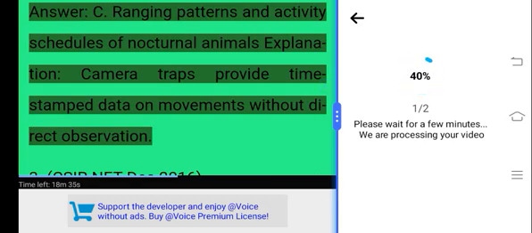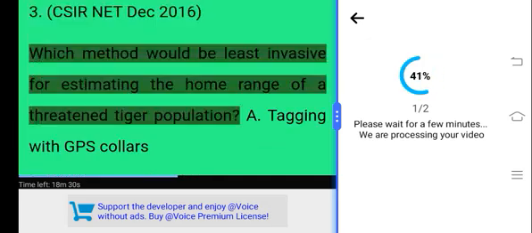Answer. C. Ranging patterns and activity schedules of nocturnal animals. Explanation. Camera traps provide timestamp data on movements without direct observation. 3. CSIR NET Dec 2016. Which method would be least invasive for estimating the home range of a threatened tiger population? A. Tagging with GPS collars.